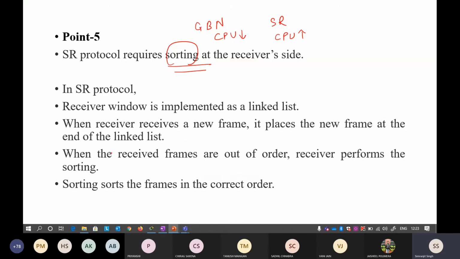Okay, so all the concepts that you have earlier studied, that is why it is said that data structure is the heart of computer science. Data structures and algorithms. If you have a good knowledge of data structures, you will easily be able to attempt anything. Okay, so sorting sorts the frames in the correct order.